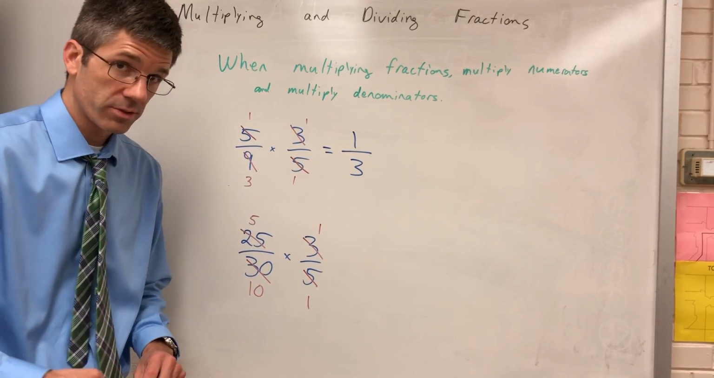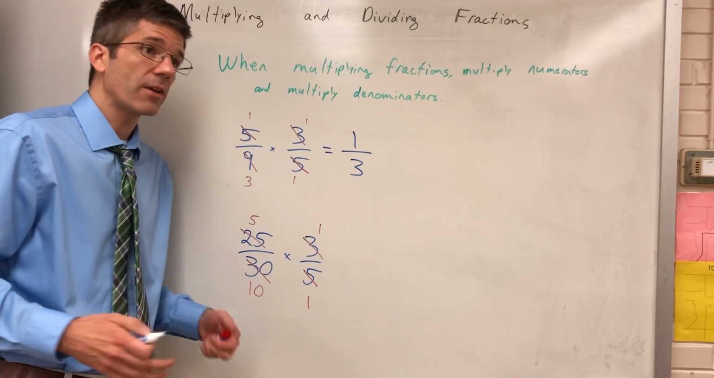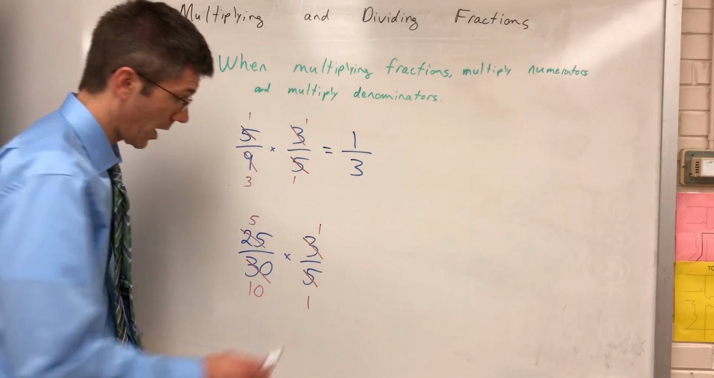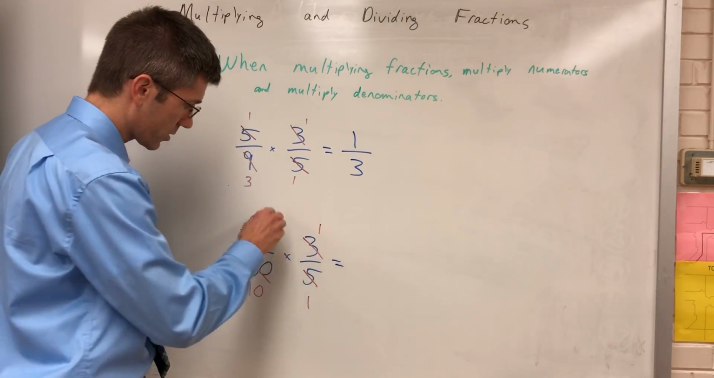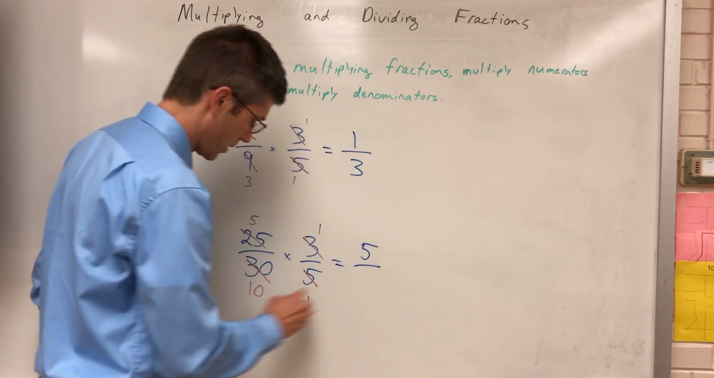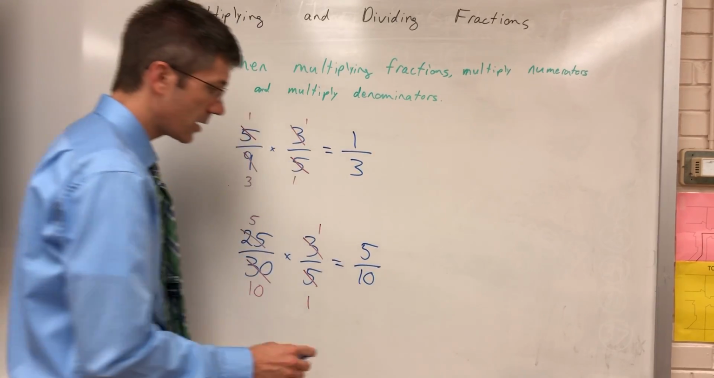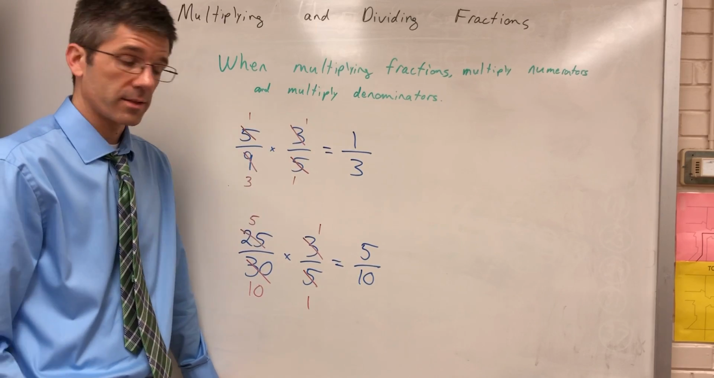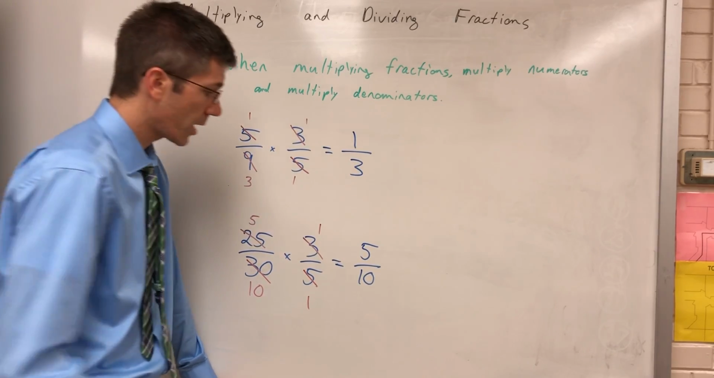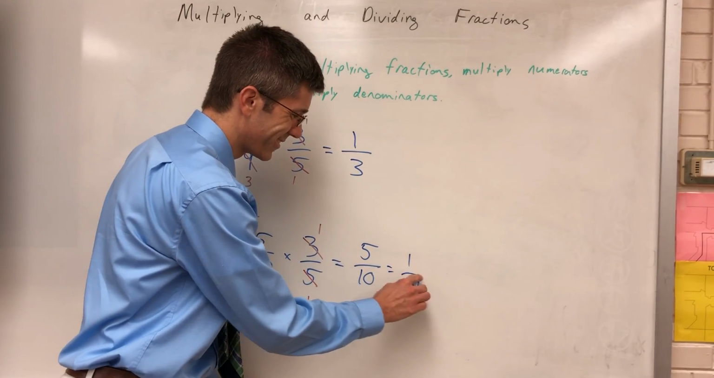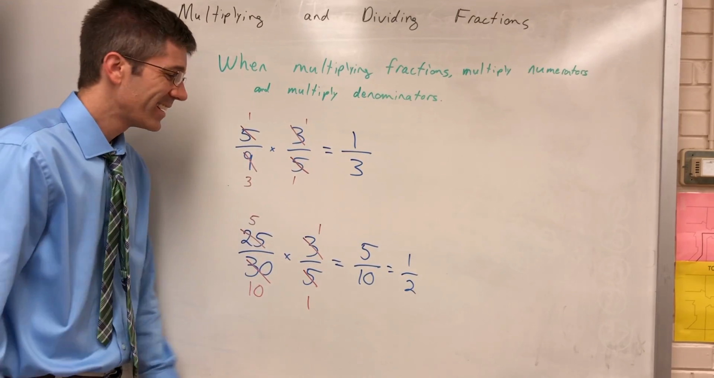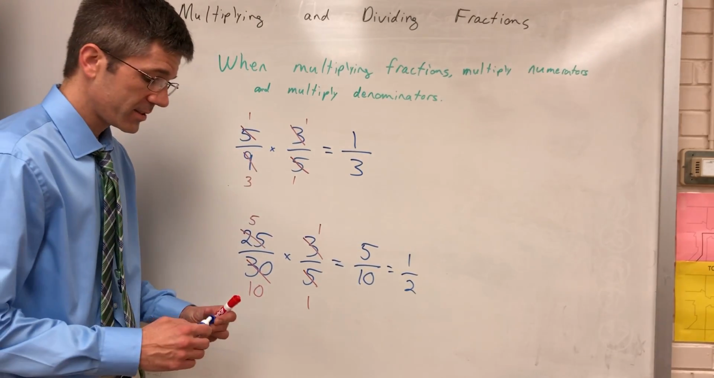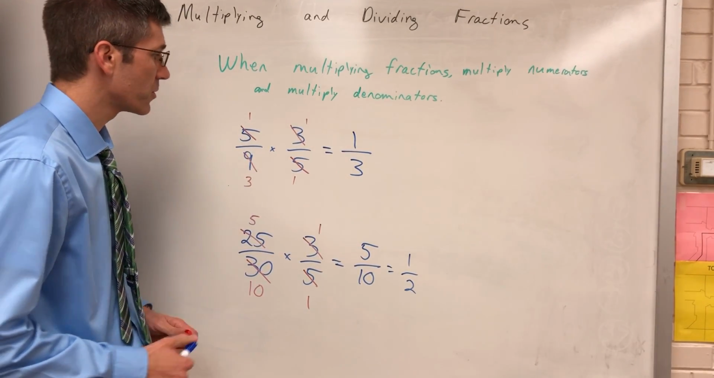And if you want to reduce that, you can, but not everyone notices that at this step. So let's just bring it across. 5 times 1, 10 times 1. And then if you want to go ahead and reduce now, you can, or you can put it off for about 2 seconds. Okay, let's do it. 1/2. There we go. So it's a pretty straightforward process, and again, you've probably seen it many times before.